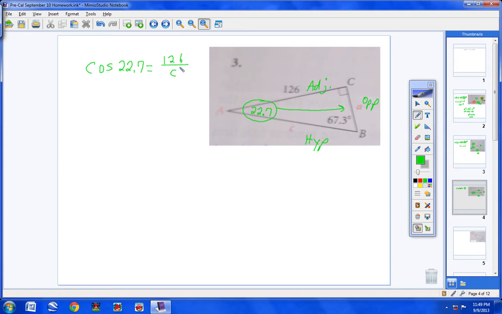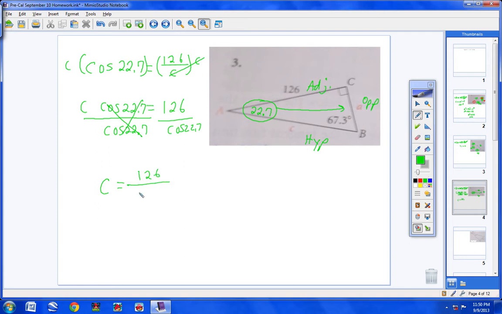Now, watch what we do here. My bottom of the fraction is a C, so I'm going to multiply this side by C. And I'm also going to multiply this side by C. These cancel, and I'm left with 126. And over here, I'm left with C times cosine 22.7. Now I'm trying to get C by itself, and these two are multiplying, C times cosine. So I'm going to divide one side by the cosine of 22.7, but I must divide the other side by the exact same thing. So these cancel, and I'm left with C equals 126 over cosine of 22.7.